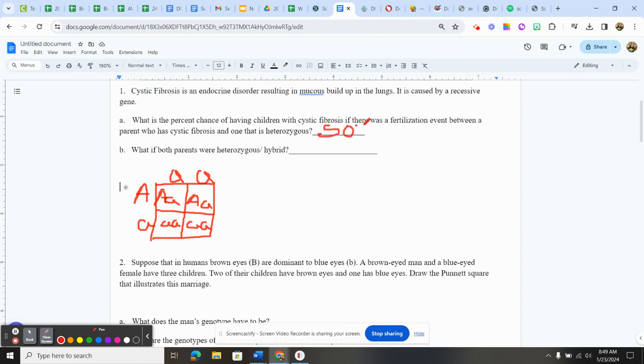Yep, 50%. So if both parents are heterozygous, what would our chance be? Yeah, it'd be 25%. The reason is that when we do a Punnett square with big A, little a on both sides, I'm not going to do the whole cross, but only this one box down here would have little a. So that would be 25%.